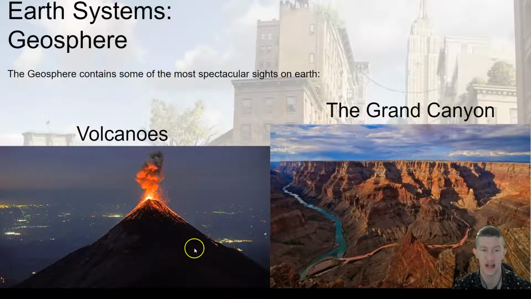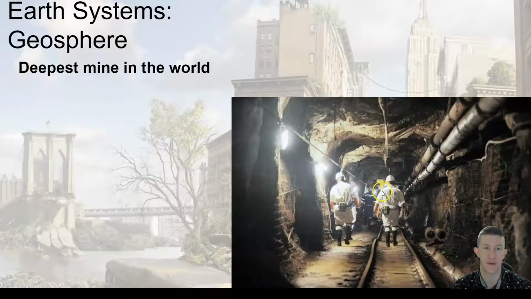Things like huge volcanoes, the Grand Canyon being one of the most famous places in the world. These are all parts of the geosphere. We've got mountainous ranges. Again, this is all just rocky terrain that's been eroded by rivers.